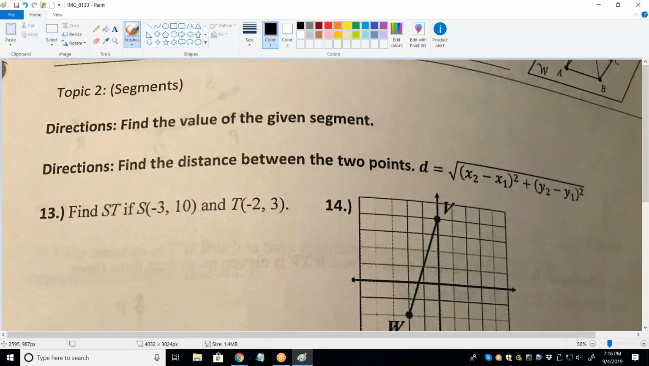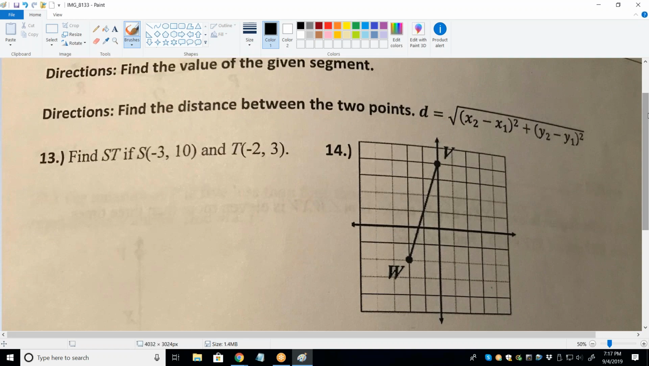All right, I see what's going on. Okay, find the value of the given segment. Find the distance. Now, most people look at that distance formula and they get freaked out. No way can I memorize that. It's too complicated. Well, guess what? It's just the hypotenuse of a right triangle. In other words, if I complete the right triangle, notice that the distance of that black line is the size of the hypotenuse.